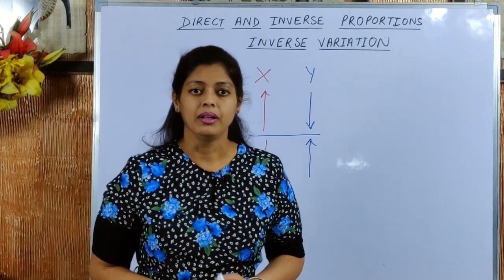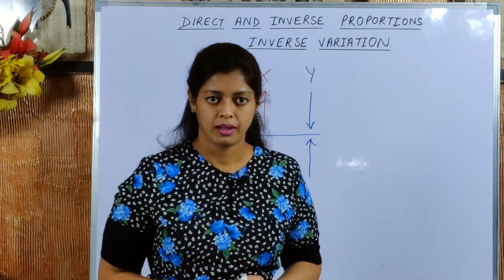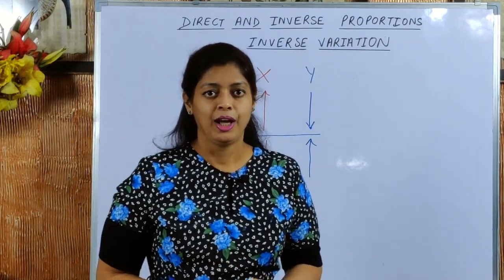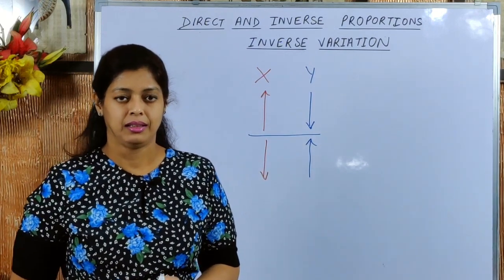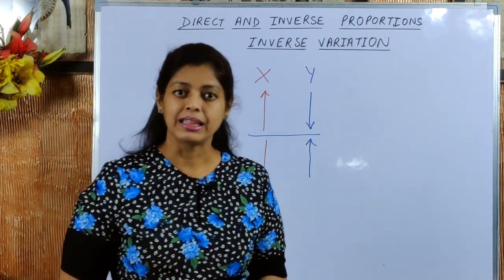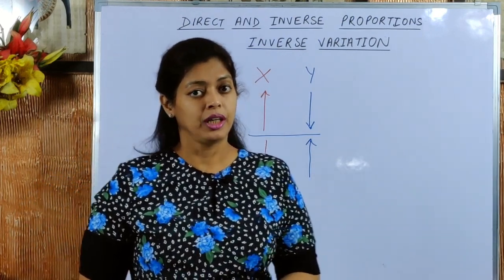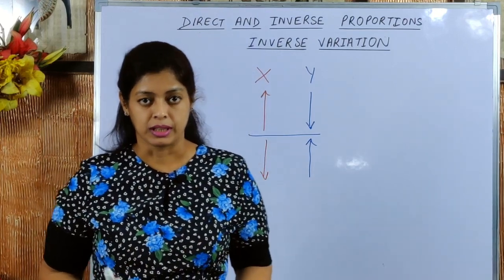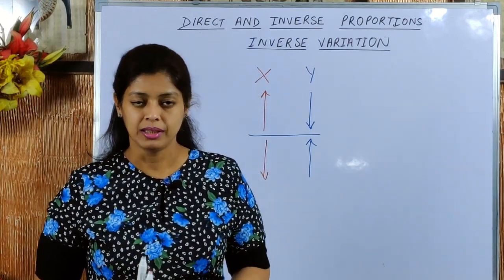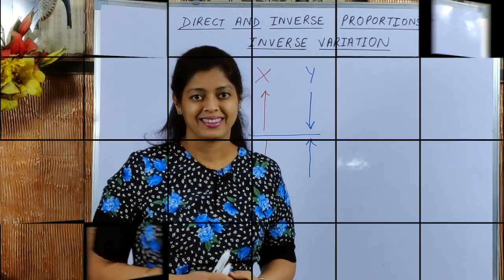Now for example, if we have a certain number of workers doing a job, say they are building a bridge, if we increase the number of workers, they will take less time to finish the same job. If we decrease the number of workers, they will take more time to do the same job. So here we can say that the number of workers is inversely related to the time taken to finish the same job. So we'll understand this with an example.